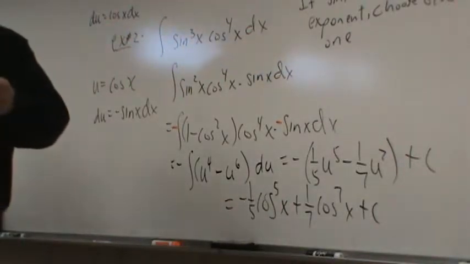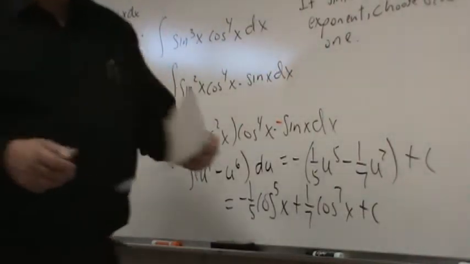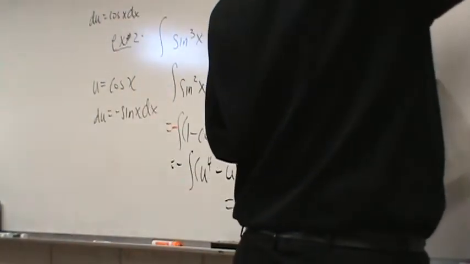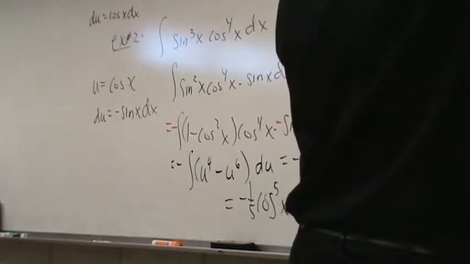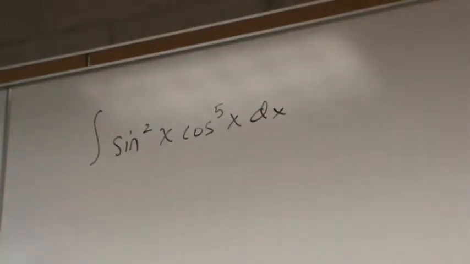You guys want to try one on your own? Okay, hey, give this a try. Integral of sine squared of x cosine to the fifth power of x dx. Hey, good luck with that, kids. See if you can choose the right guy for you. I'll give you like 60 seconds. Here's example number 3.